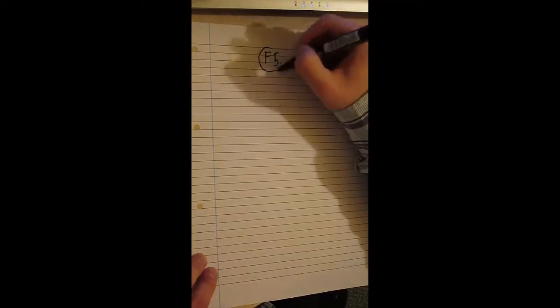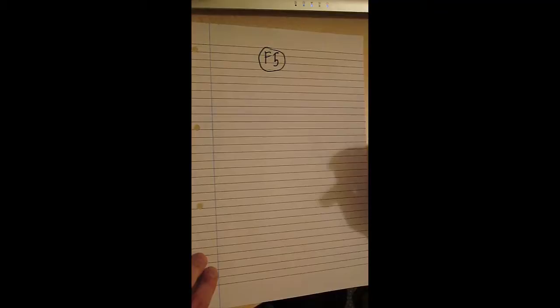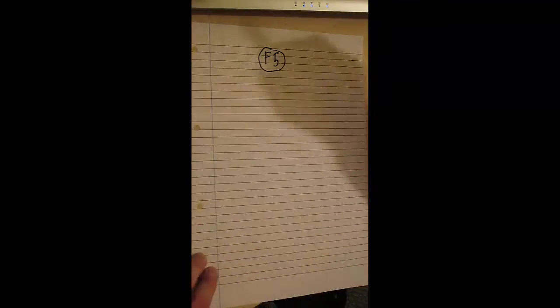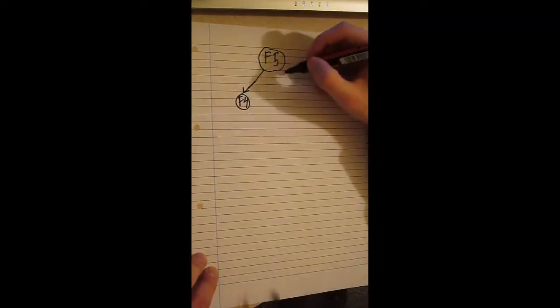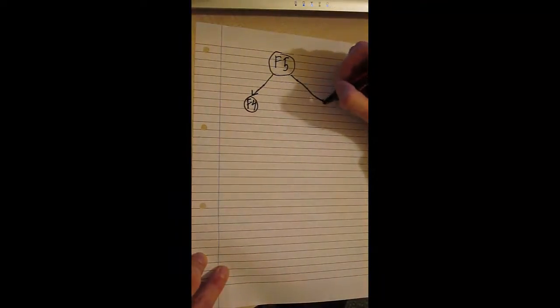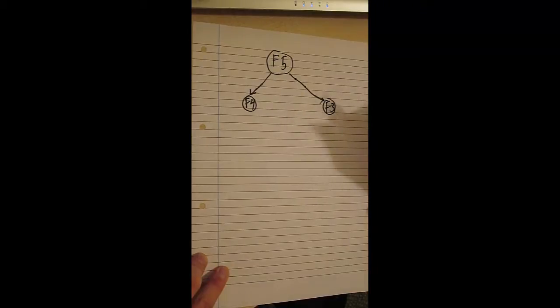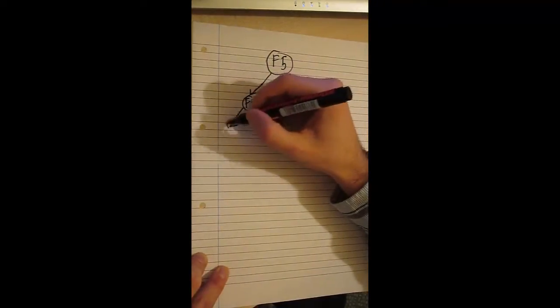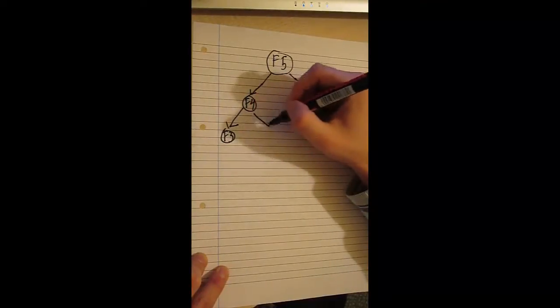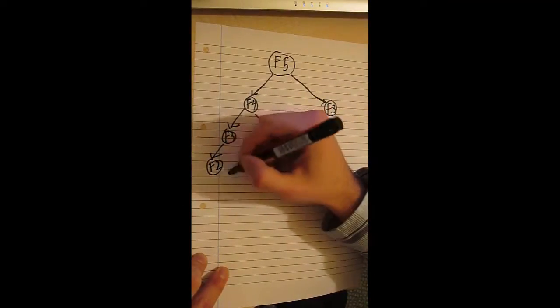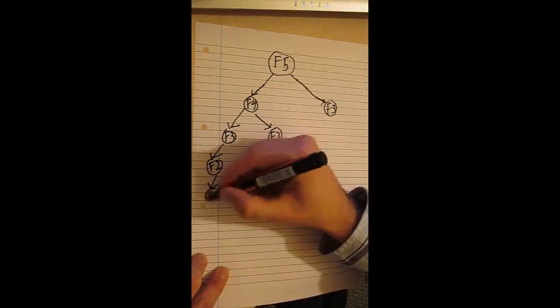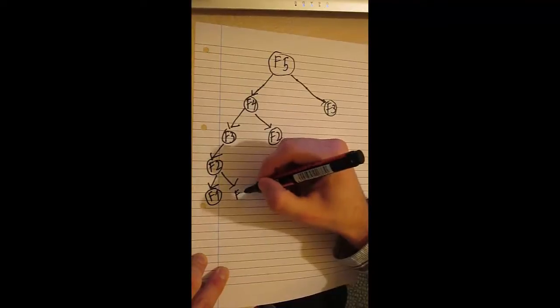Okay, so let's see how a depth-first approach would calculate Fibonacci of 5, and then we will compare how a dynamic programming algorithm would compute Fibonacci of 5. To compute Fibonacci of 5, we need to know the value of Fibonacci of 4 and the value of Fibonacci of 3. To compute the value of Fibonacci of 4, we need to compute the value of Fibonacci of 3 and the value of Fibonacci of 2. And we continue on recursing until we get to the base cases, which are Fibonacci of 1 and Fibonacci of 0.